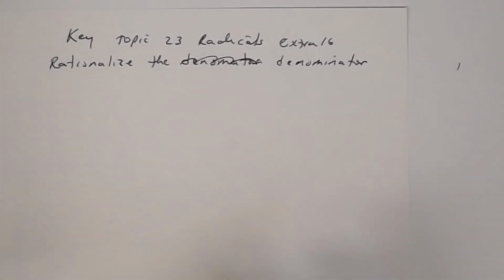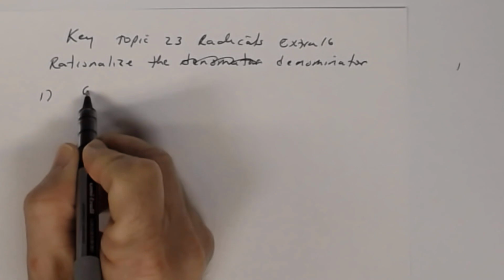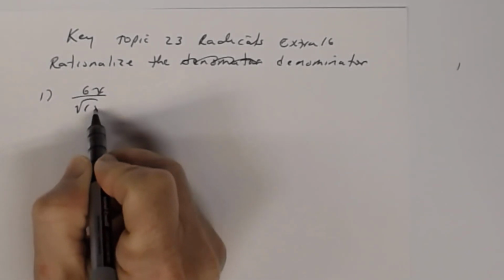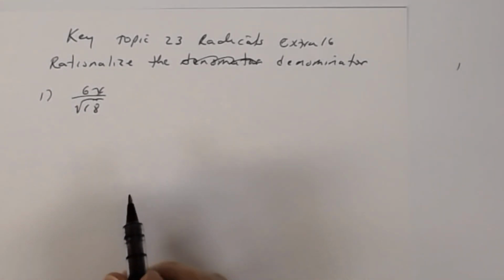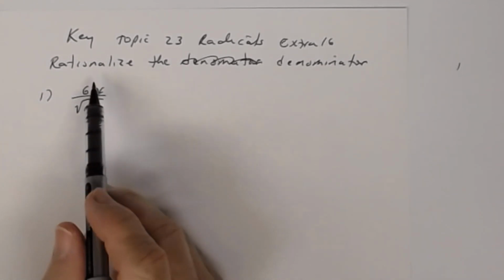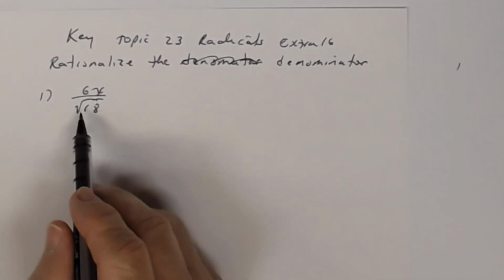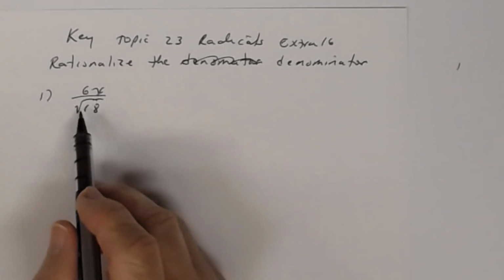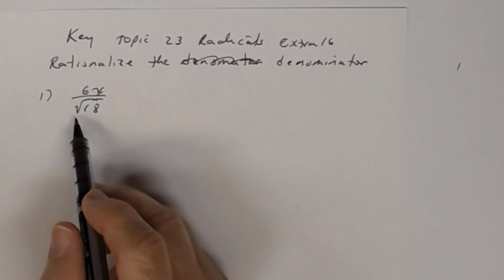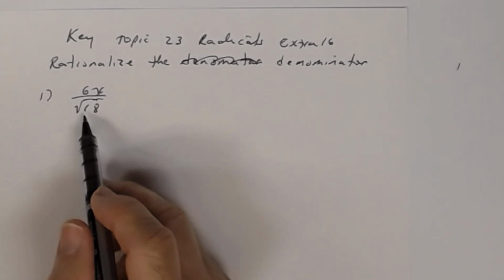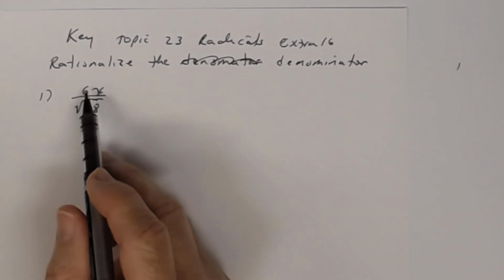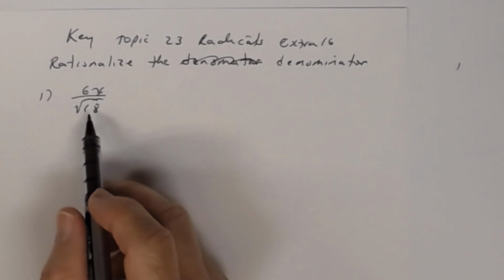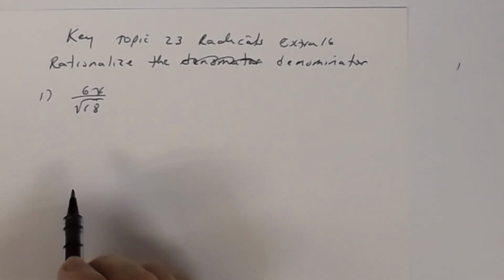Okay, so in number one, let's look at number one. We have 6x divided by the square root of 18. Now, there are multiple paths to take, but let's talk about the idea of rationalizing the denominator. Remember, the square root of 18 is an irrational number. You want to make the denominator a rational number, so you don't want a square root in the denominator. It's okay to have it in the numerator, you just don't want the square root in the denominator.